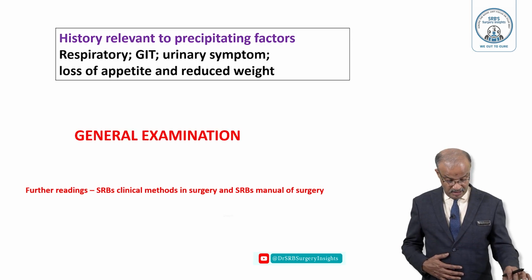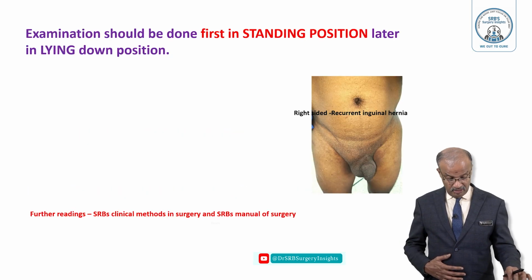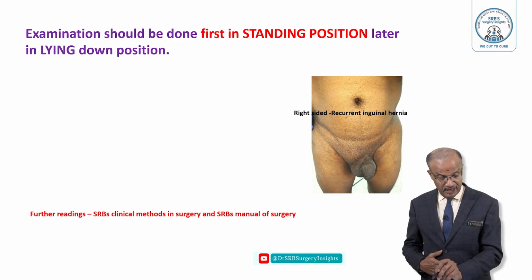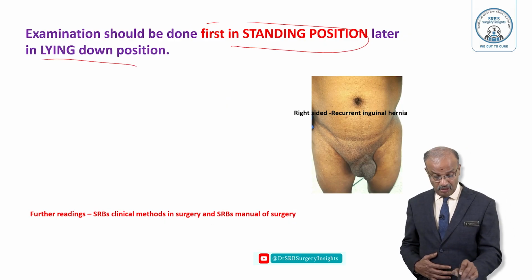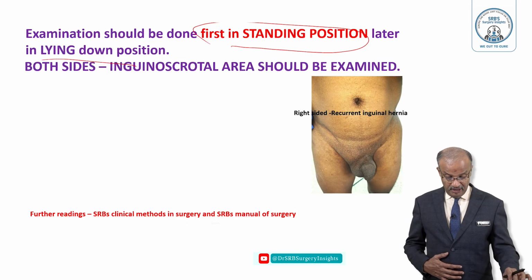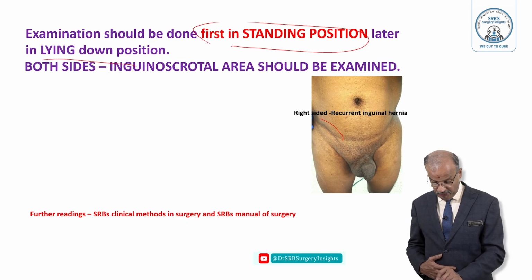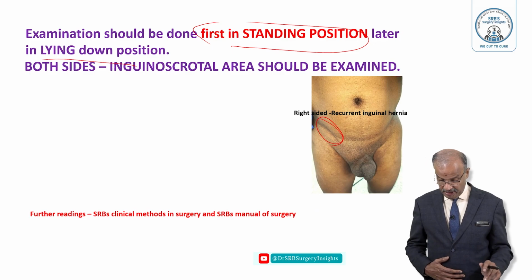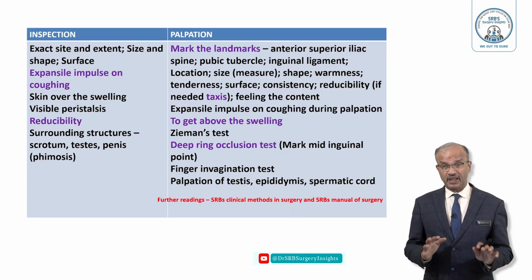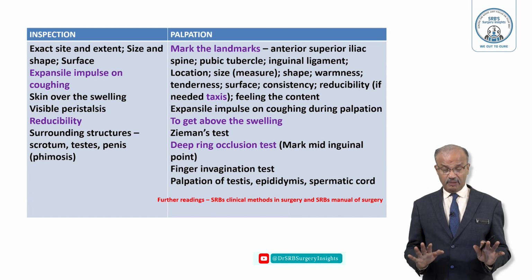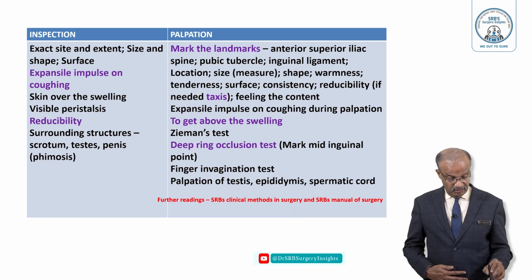And examination: I'm not going into it in detail, but always do it in standing position and lying down position. Both are most important in the exam. You have to write it, you tend to forget it. Both sides should be examined, inguinal and scrotal area. Here you can see the right side scar, and the right side recurrent inguinal hernia here, there is a scar here. So inspection, I'm not going to detail it. This table clearly tells what is the meaning.